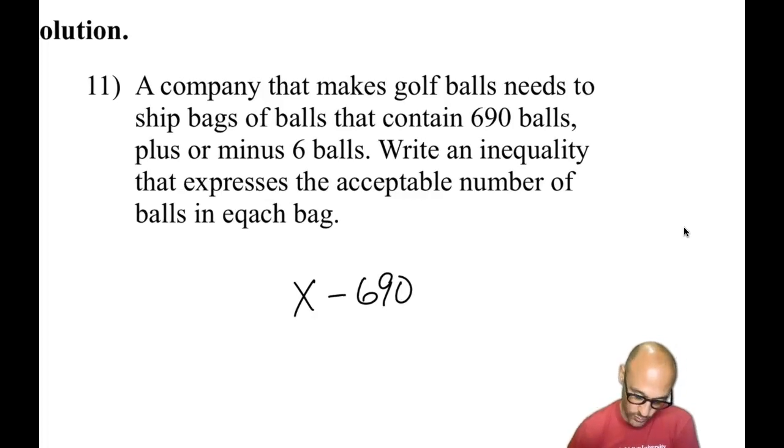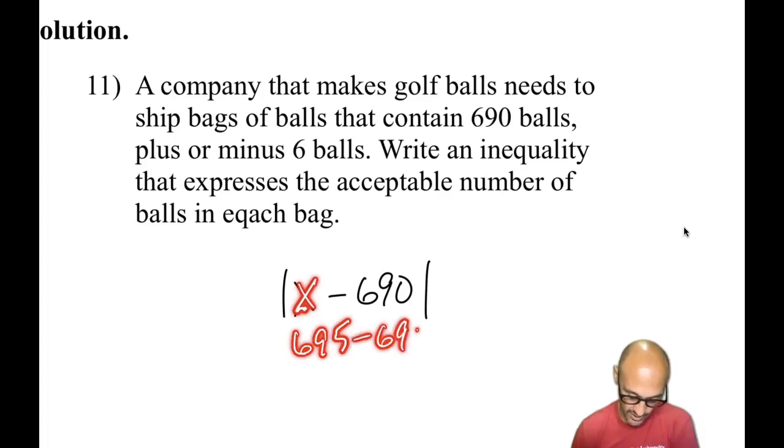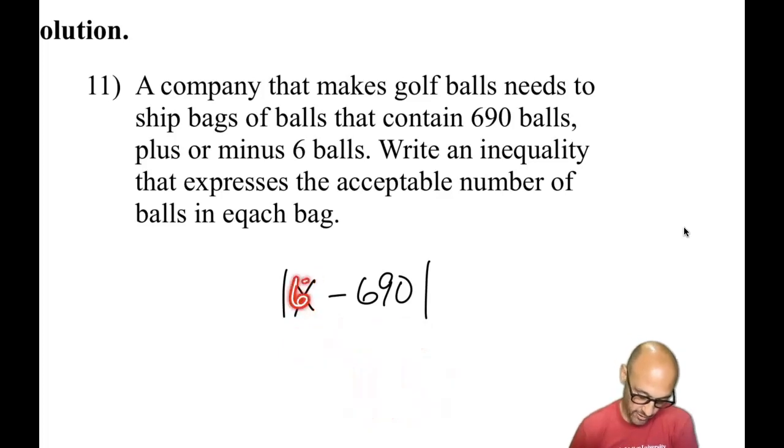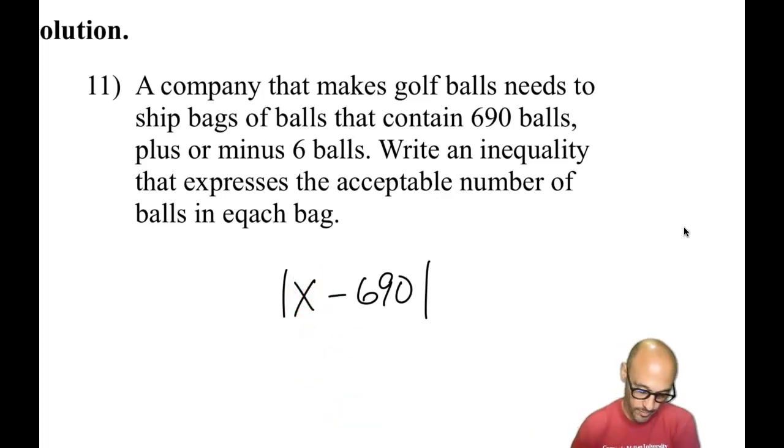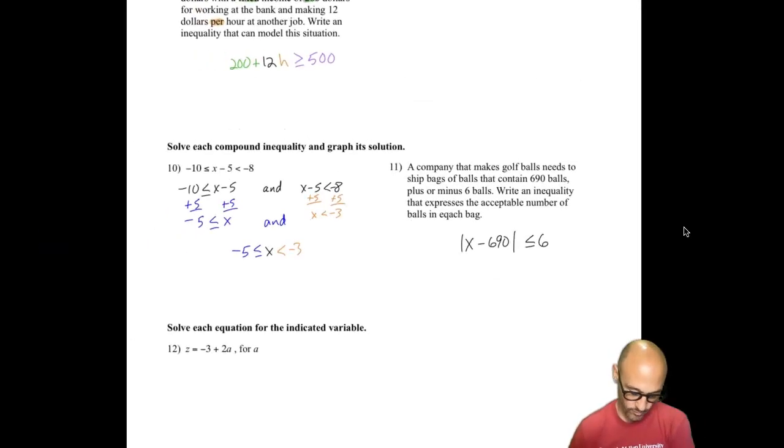So that's a situation where we need absolute values. So if x is bigger than 690, this will be positive. Let's say it's 695 minus 690. That'll be 5. Absolute value will equal 5. If it's 685, then it'll be negative 5 absolute value, which is positive 5. So either way, we'll end up with a positive number. And the difference between those has to be less than or equal to, that is not a very good symbol, less than or equal to 6. And that is how we would write that one.